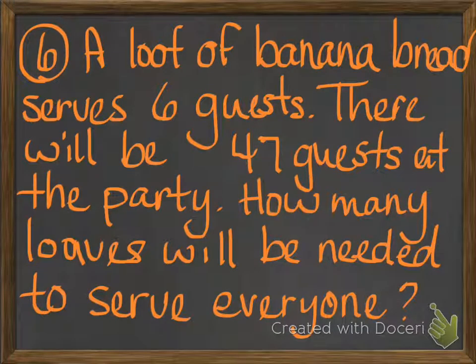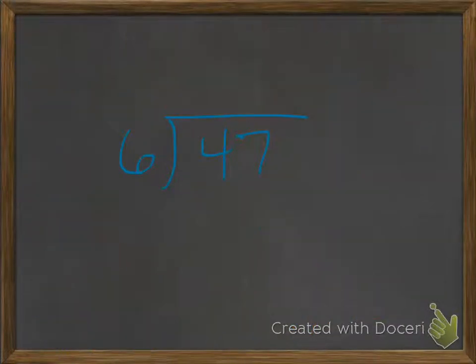A loaf of banana bread serves 6 guests. There will be 47 guests at the party. How many loaves will be needed to serve everyone? Oh, forgot my A there. So, if I were going to write an equation, it would look like this. 47 divided by 6 equals, and I'm going to put L for loaf. That's how many loaves I'll need. Okay, so 47 divided by 6 equals L.